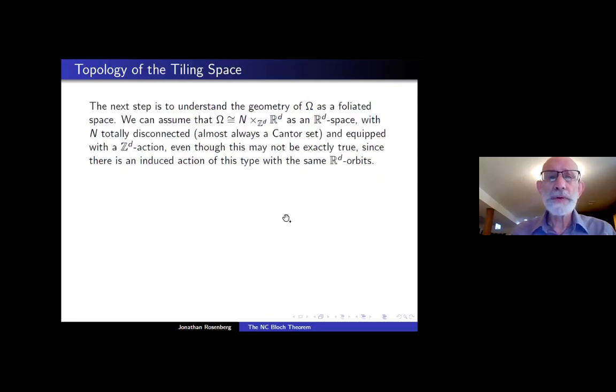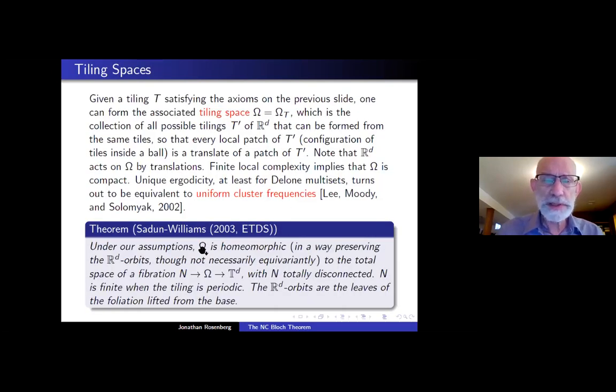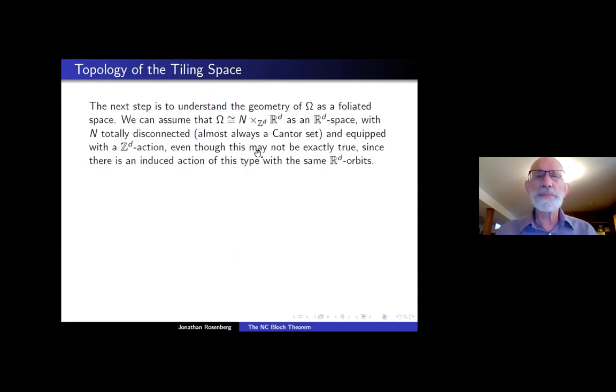Okay, so now we want to understand the geometry of this omega. And the best way to think about it is as a foliated space. So over here, I said that omega's homeomorphic in an orbit preserving way to something like this. So it turns out it won't be any loss of generality to assume that omega is actually N induced up.